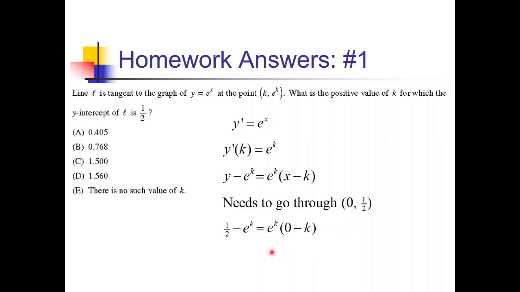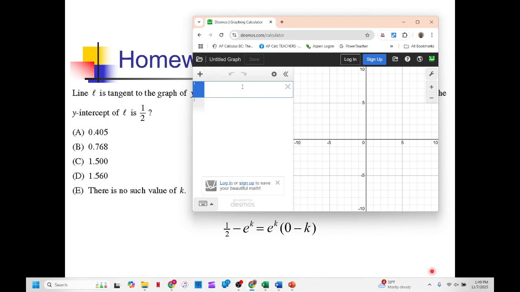Now, if you try doing this algebraically, you're going to have a tough time. I don't know that there is actually a way to do this one algebraically. Fortunately, as the answer choices make clear, this is a calculator question. So what I'm going to do instead is graph each half of this equation as its own equation on a graph, and I'll see where they cross, and that'll give me the value of k. So here's my Desmos grapher window.